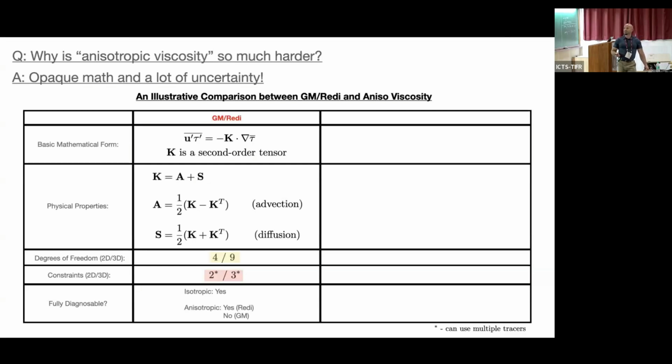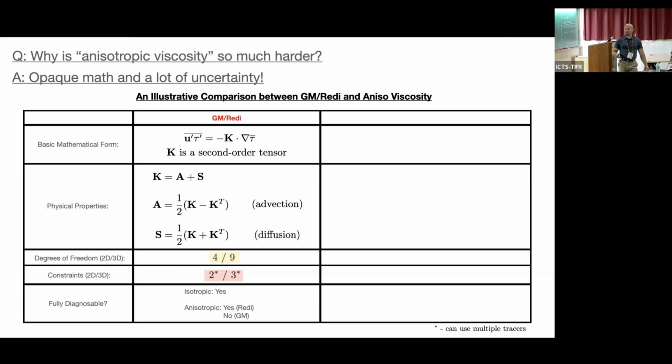This is what that looks like. Again, we've seen this before. Here's your eddy flux, here's your down gradient flux gradient relationship. You have symmetric and anti-symmetric parts. You have a couple degrees of freedom, depending on whether you're in 2D or 3D, so 4 and 9. It actually turns out we do have some constraints that make this a little easier, so it's not so bad.